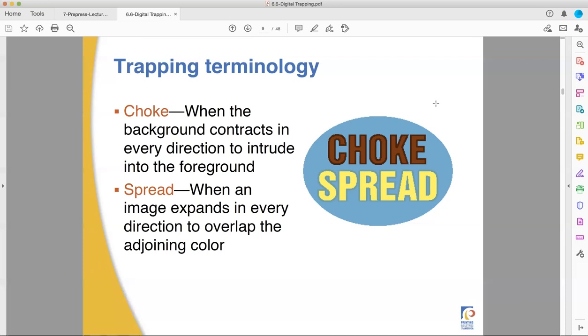And spread is when the color gets spread out. So instead of printing the yellow word spread here at its normal size, it's printed bigger than it needs to be, and the blue behind it gets an overlap because the yellow got bigger. So the choke is when the background gets larger and the white space gets smaller. Spread is where the foreground gets larger and the background stays the same size. Both of those are done to increase the overlap, and it's chosen as to which one you're going to do based off the colors of ink that get used.